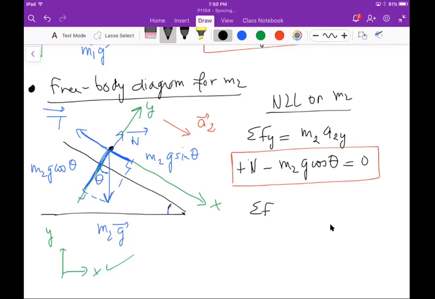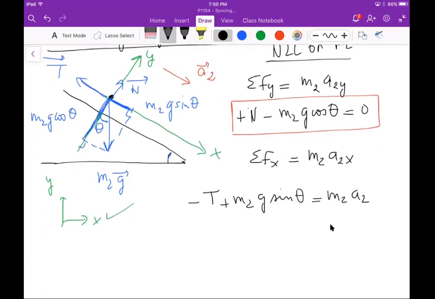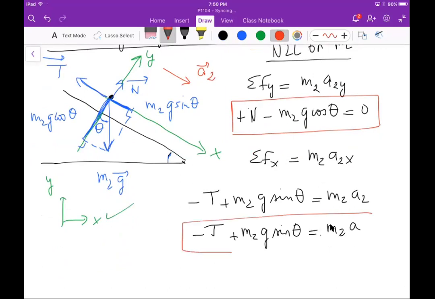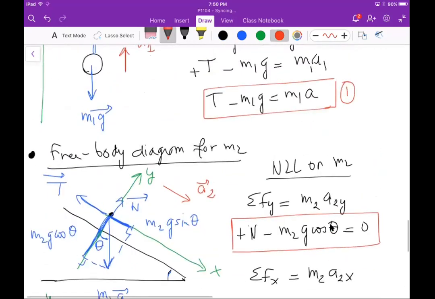The second equation is the sum over x, Fx, equal to M2 A2x. So let's do it. We end up with minus T plus M2g sine theta, that's all, equal to M2 times A2. A2x is the full acceleration of the object. And since A2 is equal to A, we can write minus T plus M2g sine theta is equal to M2 times A. Let's draw this in a box. So this is the third equation.